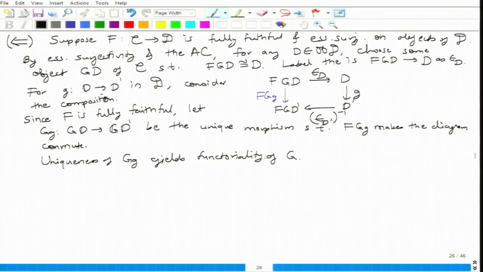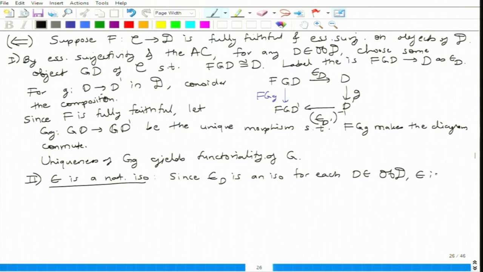So, now what do we need to show? The first part we have done. Epsilon is a natural isomorphism. Very good. Is there anything to show here? Why? It was an if and only if condition, correct? Epsilon D is already an isomorphism. Correct. Since epsilon D is an iso for each D, epsilon is a natural isomorphism.